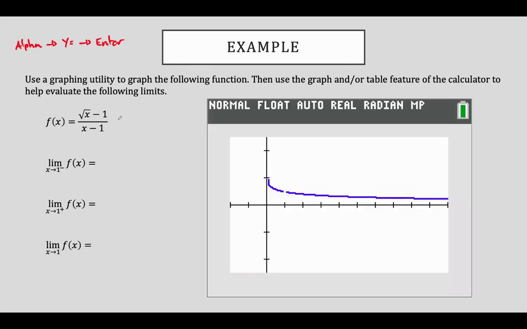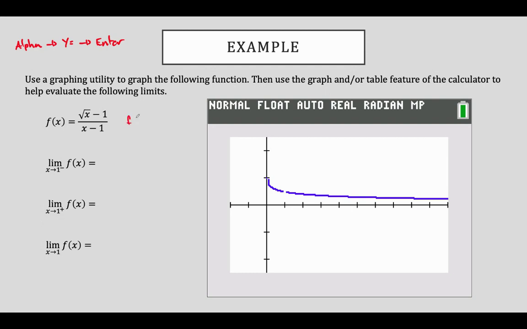Now, I've played around with my window a little bit. Notice I've changed my x minimum and my x maximum a little bit, my y minimum and my y maximum a little bit, just to get a better idea. And we can actually tell something's going on here at x equals 1, right? Notice we're evaluating the limit as x approaches 1.